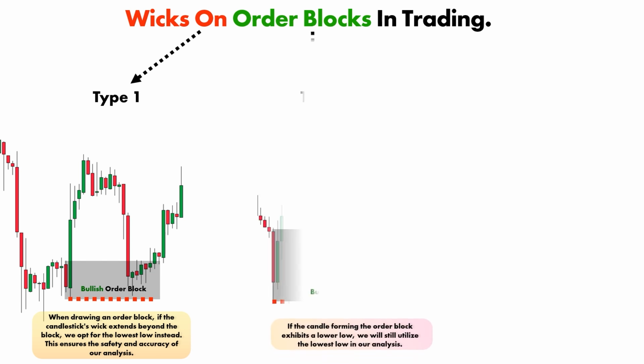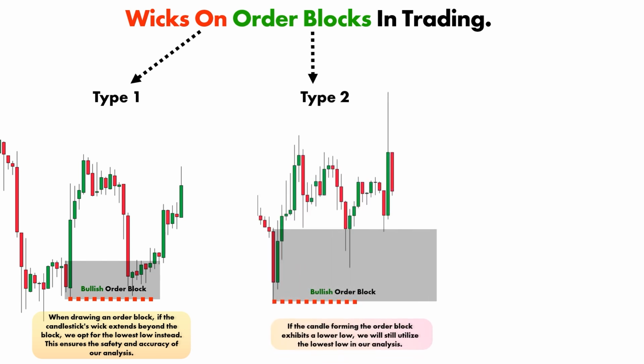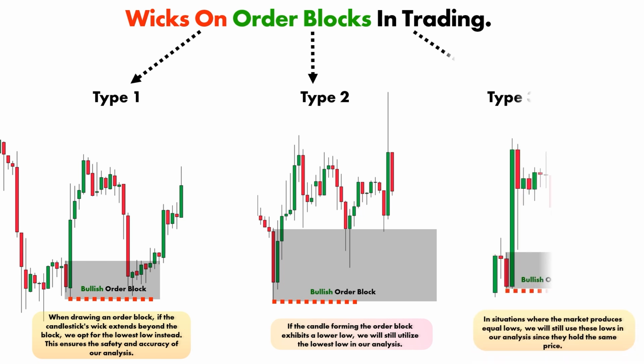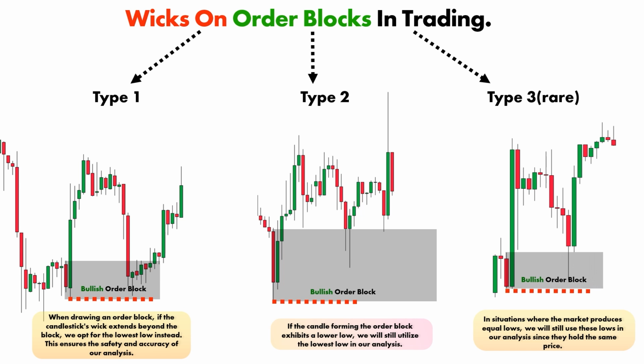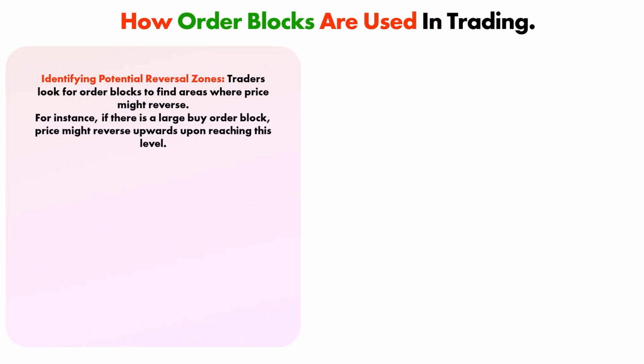Type 2. If the candle forming the order block exhibits a lower low, we will still utilize the lowest low in our analysis. Type 3. In situations where the market produces equal lows, we will still use these lows in our analysis since they hold the same price. In this section of the video, we will discuss how order blocks are used in trading.